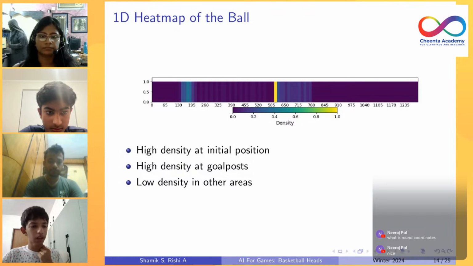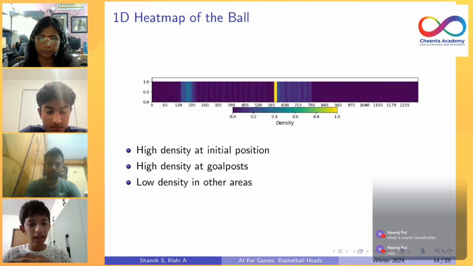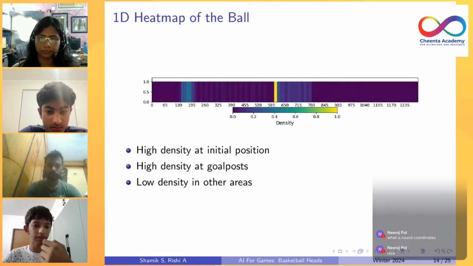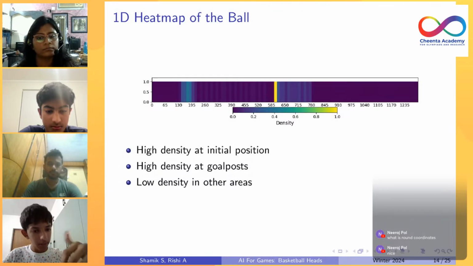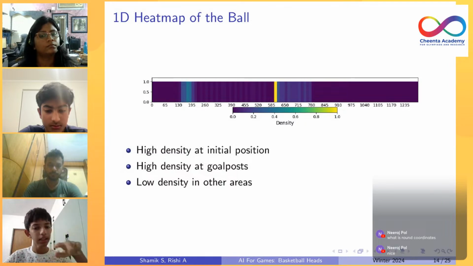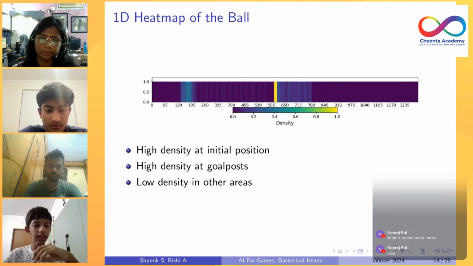Now, as mentioned earlier, the program would create a 1D heat map of the ball's X position. In the heat map, you can see there's a yellow line at around 600. That's the initial position of the ball, and it's yellow because it's high density since it spent a lot of time there. This was a relatively short round. There was only one shot made at around 130 to 195, which is the left goal. You can see it also had some density, but in the middle, from 200 to 600, there's not a lot of density, which shows that it doesn't spend a lot of time in the middle, but spends a lot of time on the edges of the court.